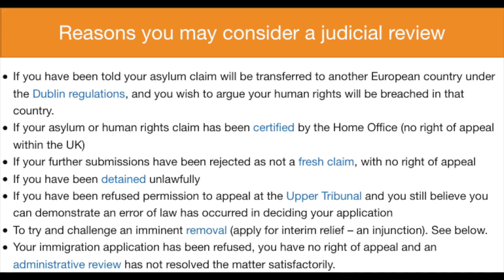So the most common scenarios where you might be successfully applying to pass the permission stage for a judicial review are when asylum or human rights claims or other claims have been certified, or there's no appeal right anyway, or if your asylum or human rights further submissions have been rejected.